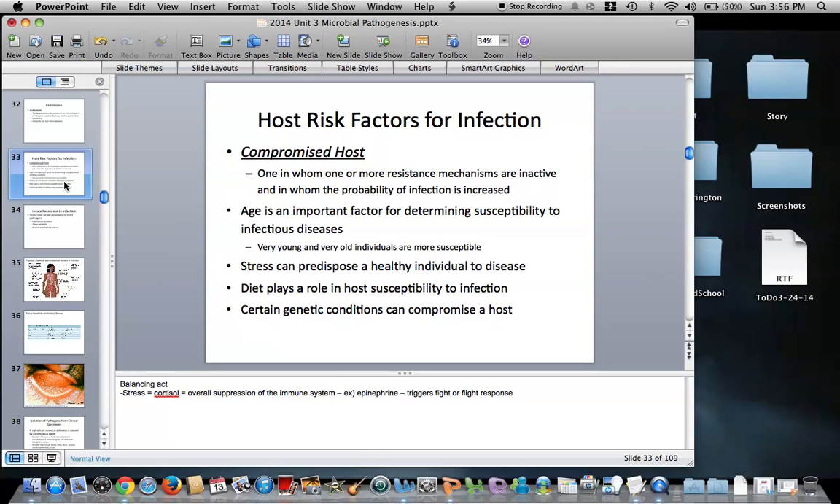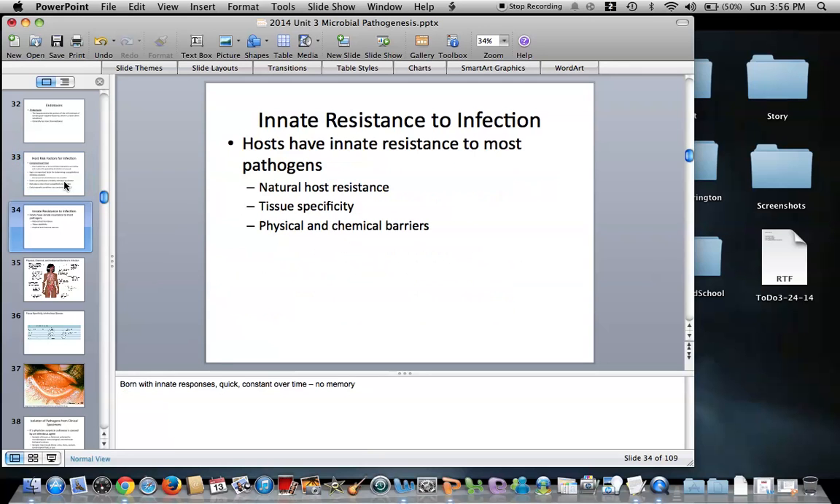Your body's only as good as what you put into it, so if you eat all crap food, you won't have a very good immune system because it can't build itself right. Certain genetic conditions can compromise those. You can't really do anything about those.